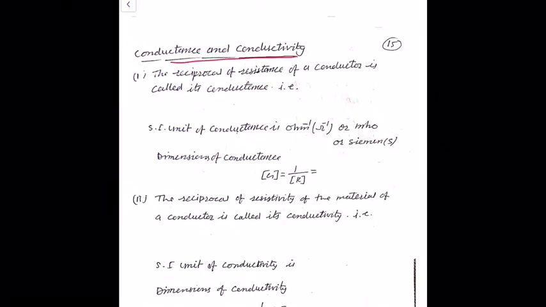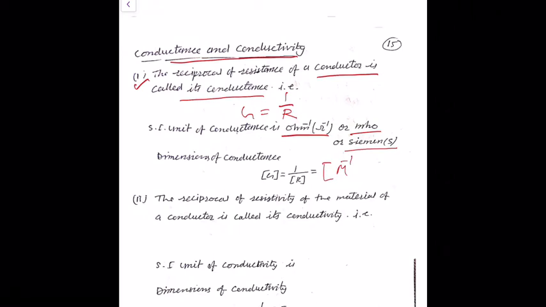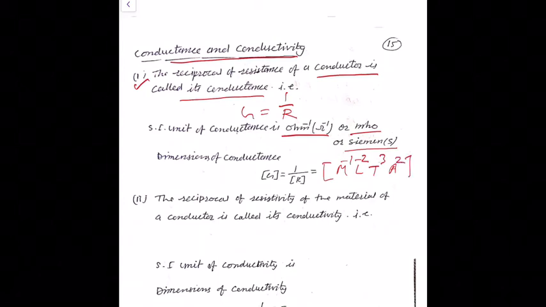Conductance and conductivity. The reciprocal of resistance of a conductor is called its conductance. That is, G is equal to 1 upon R. SI unit of conductance is ohm inverse or mho or Siemens. Dimensional formula of conductance is G is equal to 1 upon R, or G is equal to M minus 1 L minus 2 T3 A square.